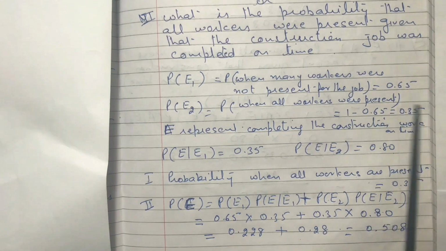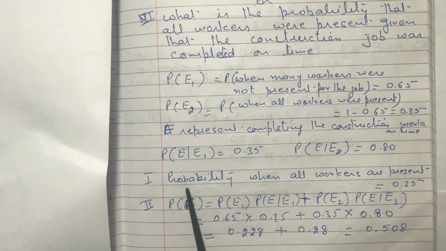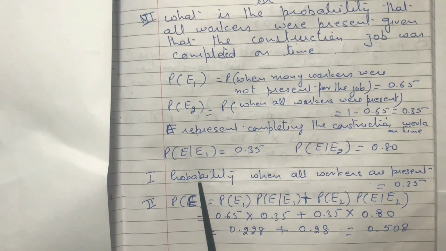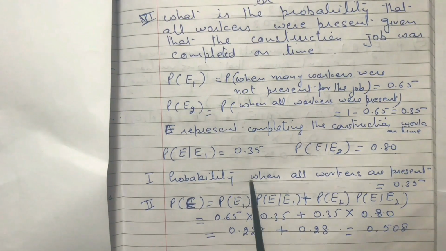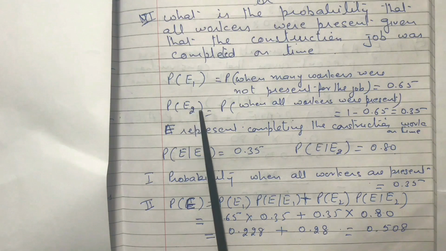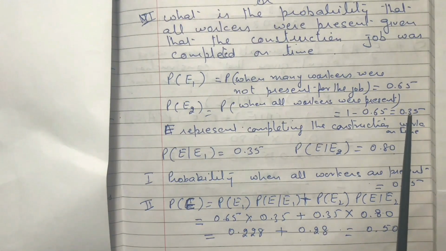And this we have found. Now what was our first question? Probability when all workers are present. So probability of E2, that is 0.35.